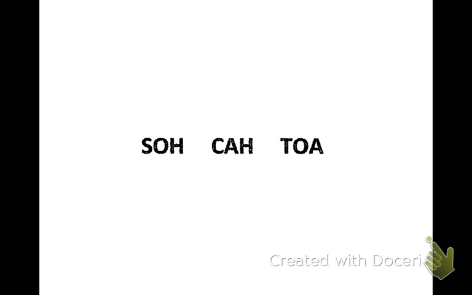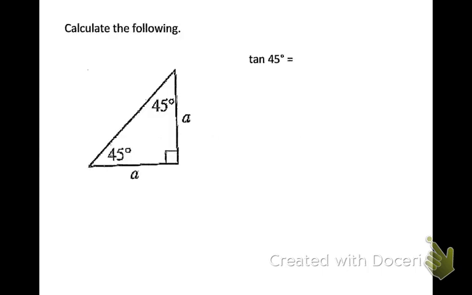All right. Calculate the following. We're going to calculate the tangent of 45 degrees. So what is tan as my ratio? Opposite over adjacent. Okay, so we find the side opposite of 45 is a, and the side adjacent to it is also a, right? So it equals a over a, so it equals 1. The tan of 45 is equal to 1.